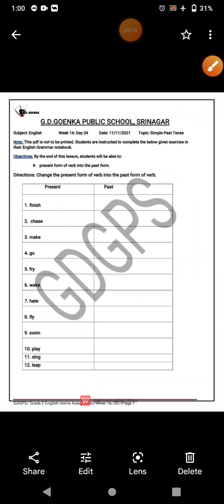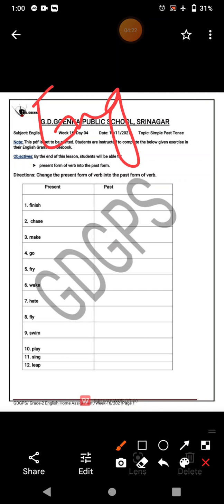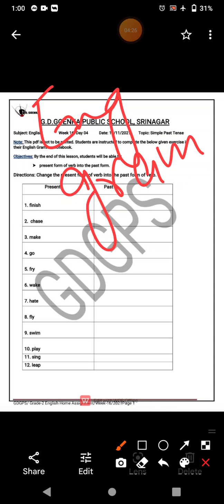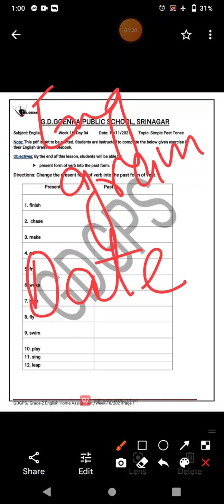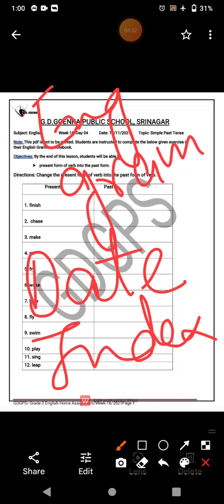So well done everybody. So this is what you have to do in your English grammar notebook. Remember to mention date and maintain your index.